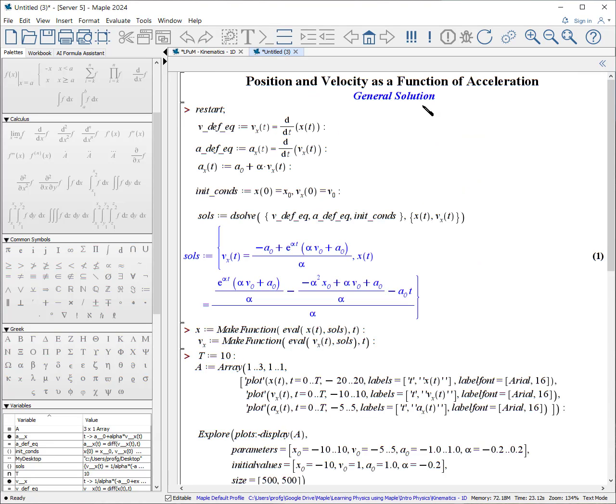So we return to our general solution, using the definition of velocity, using the definition of acceleration, defining what the acceleration is as a function of time, position, and velocity, and providing the initial conditions, you can get a general solution for the position and the velocity as a function of time. If it's mathematically impossible to find a closed form solution, you have to do it numerically.